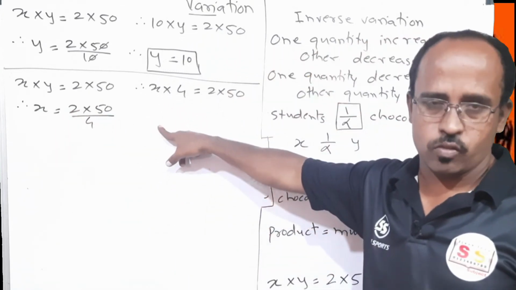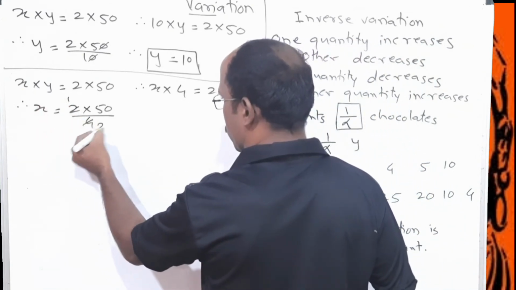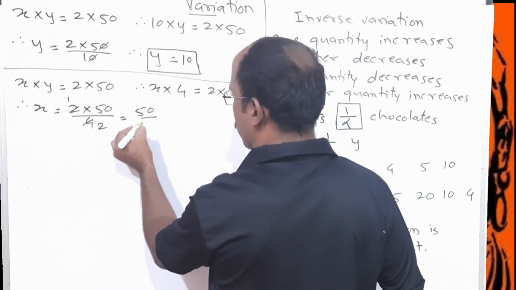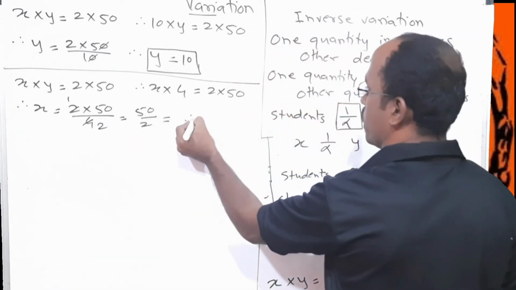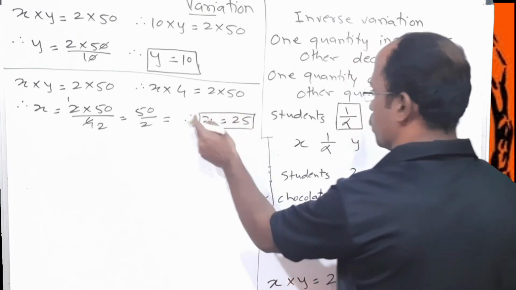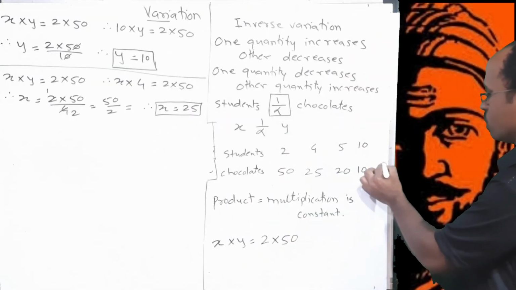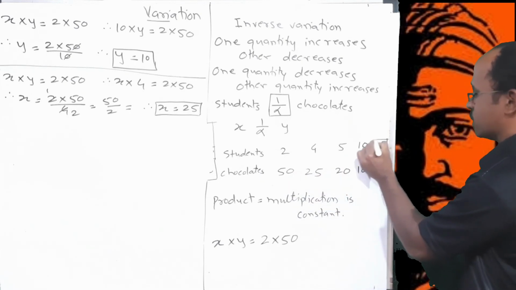Now we just have to apply the test of divisibility. 2 1s are 2, 2 2s are 4, which gives 50 upon 2. Once again 50 divided by 2, therefore x is equal to 25. So if you distribute 4 chocolates per student, 25 students will get the chocolates.